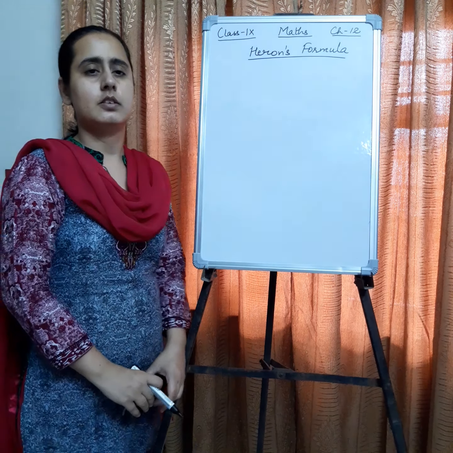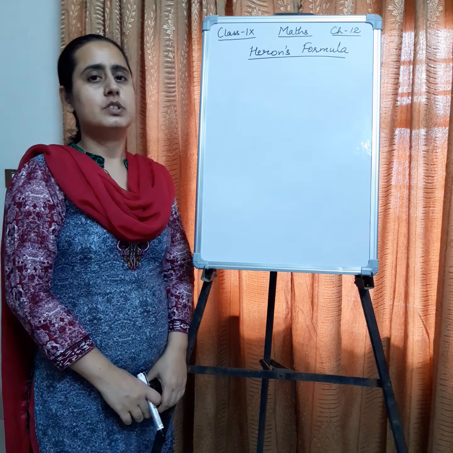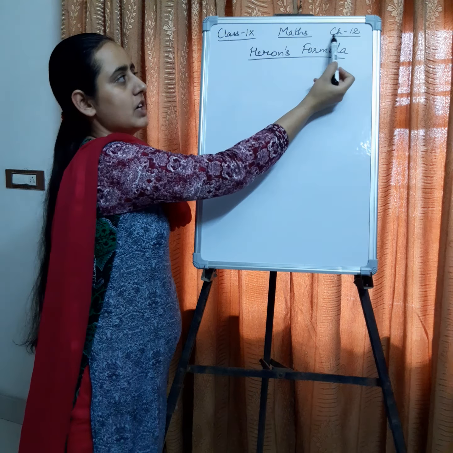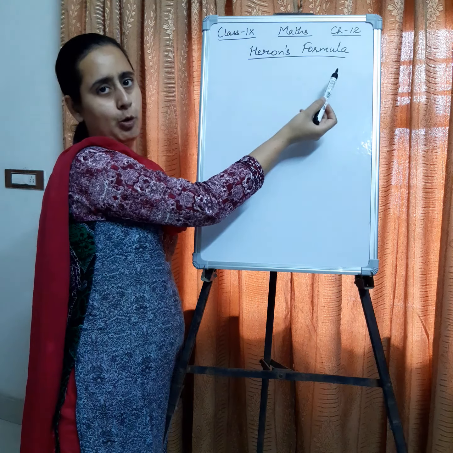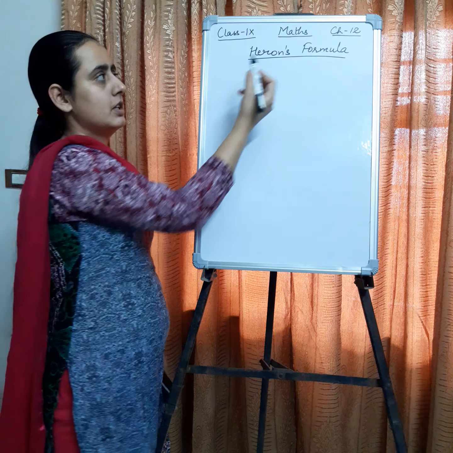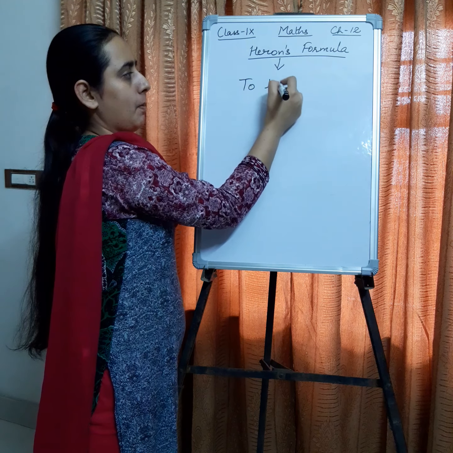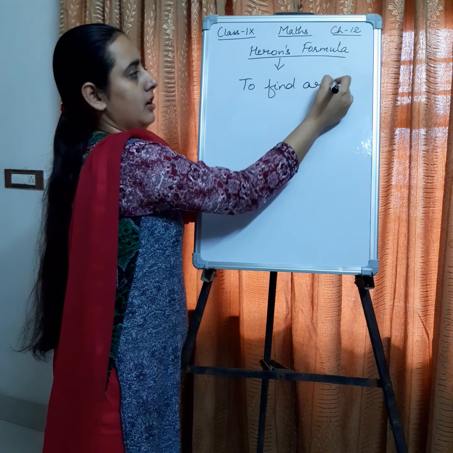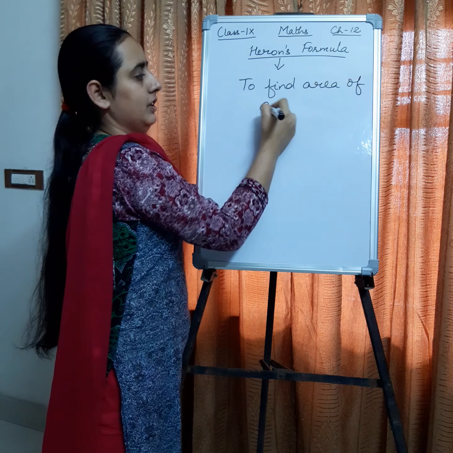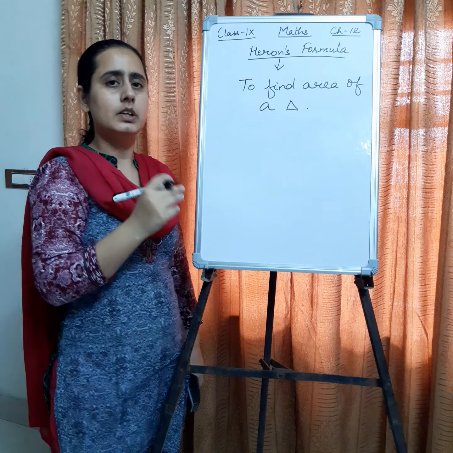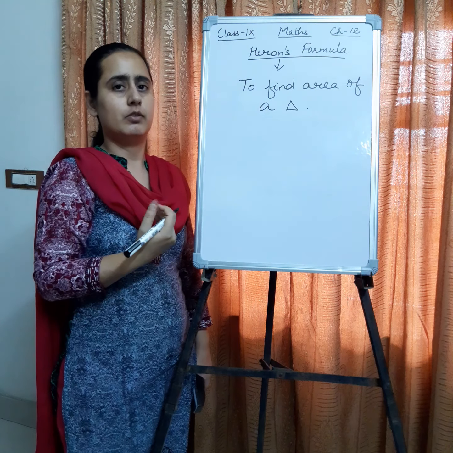Hello students, today we are going to start a new topic of maths class 9th, that is chapter number 12, Heron's formula. This formula is used to find the area of a triangle. Before discussing this formula, let us discuss some basics which you have already studied in your junior classes.